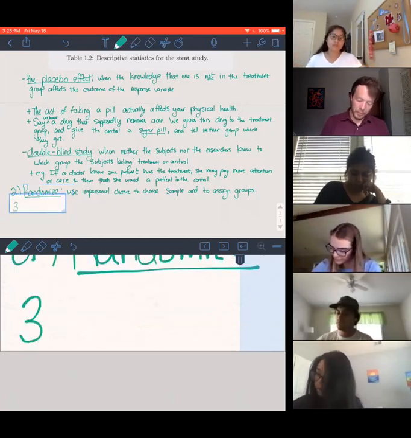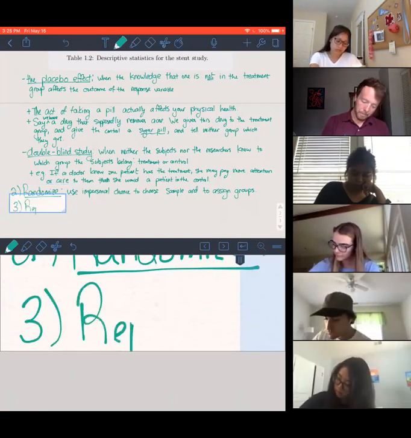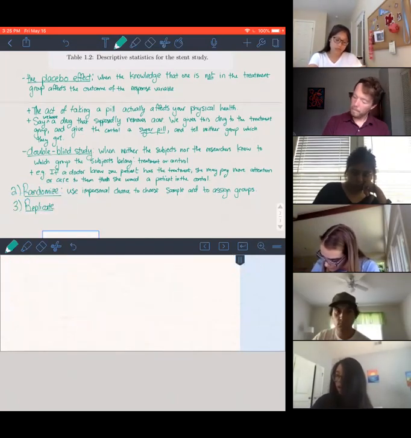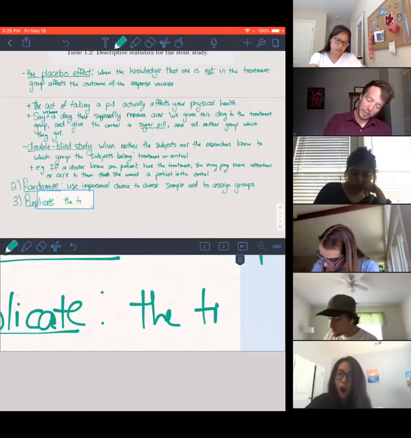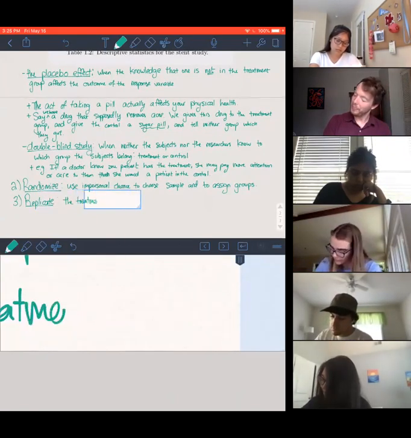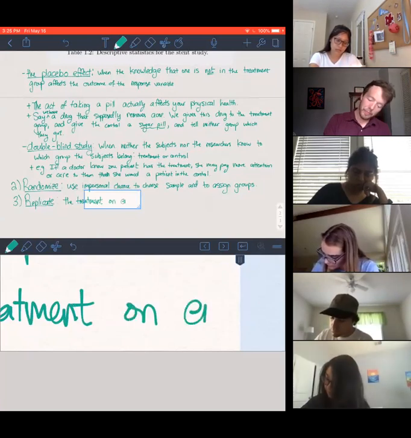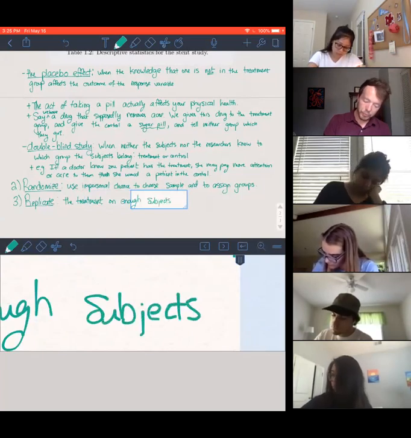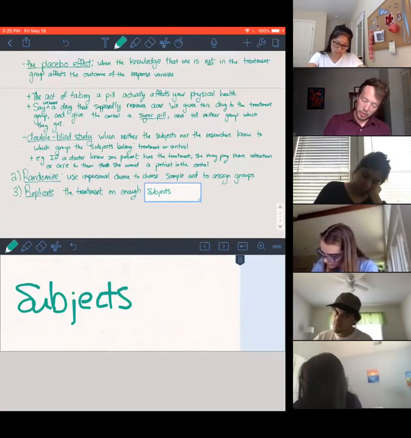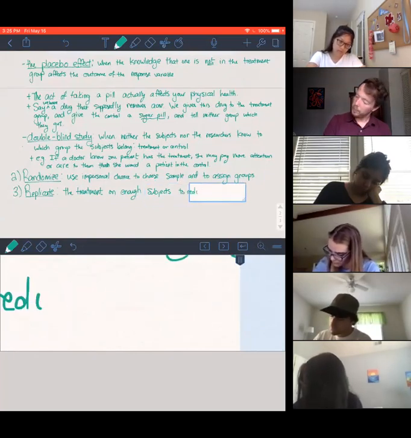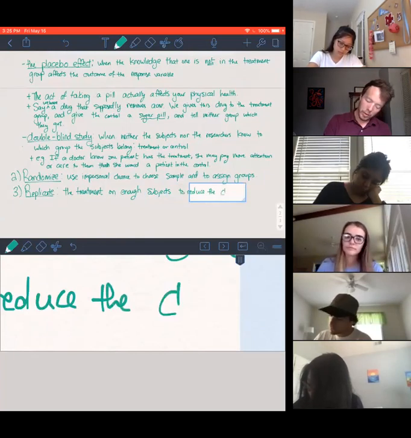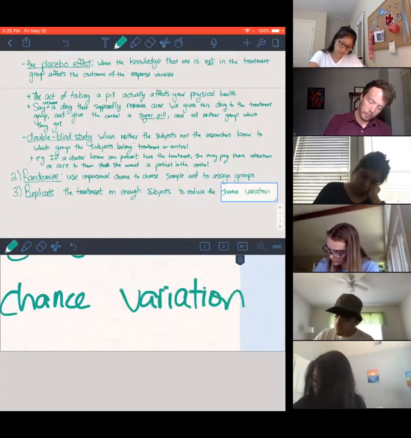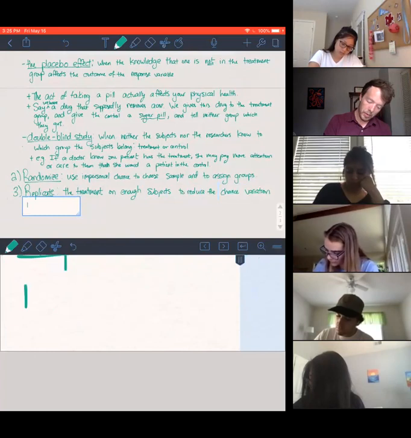And the third one is replicate. Replicate the treatment on enough subjects to reduce the chance variation in the results.